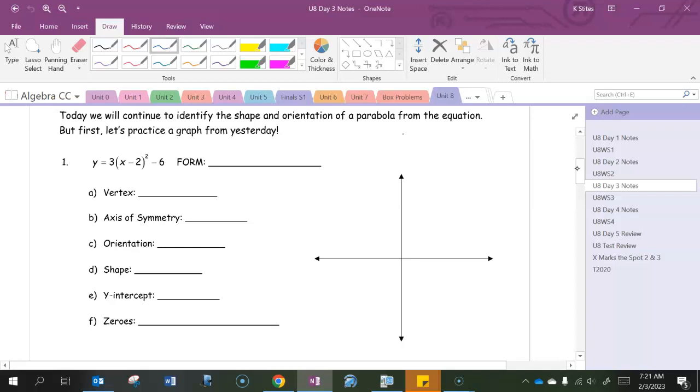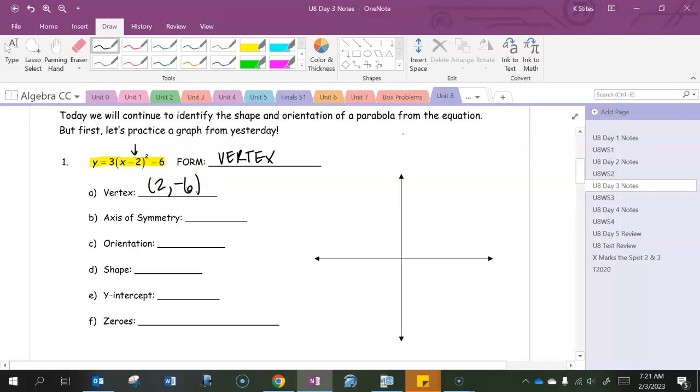First thing I want you to do is take a look at this equation right here and determine what form this is in. Because this has parentheses, this is vertex form. This also means we can identify the vertex right away without using our calculator. We're going to change this value. That's a 2, and keep our -6 the same, and that would be my vertex.